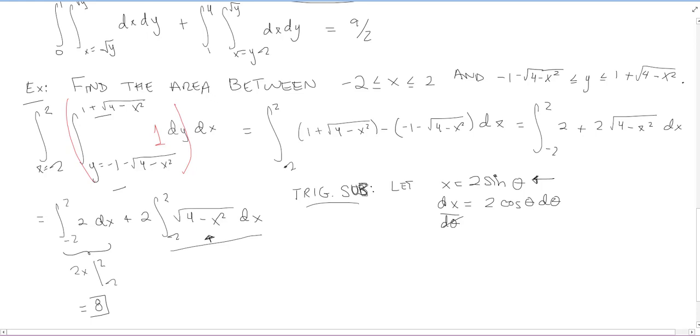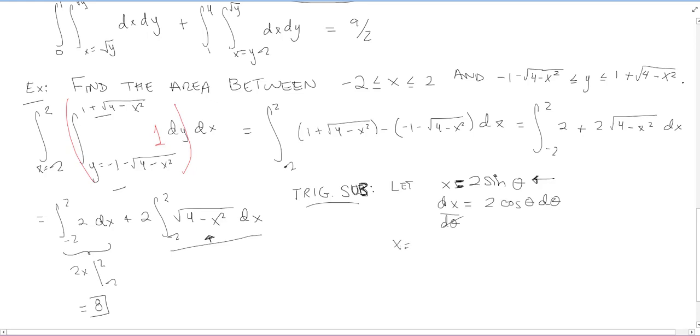There are specific things that you want to substitute into your integrand, and in this case 2 sine theta is going to help us with simplifying this radical right here. Okay, so from here, what do we have? We have to change our limits because we're substituting. So let's do that really quick.